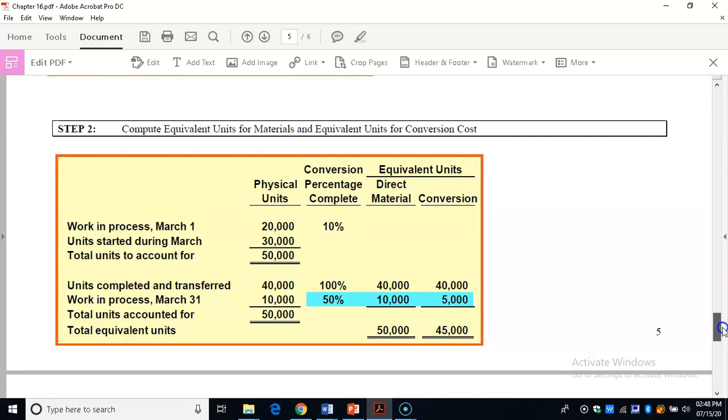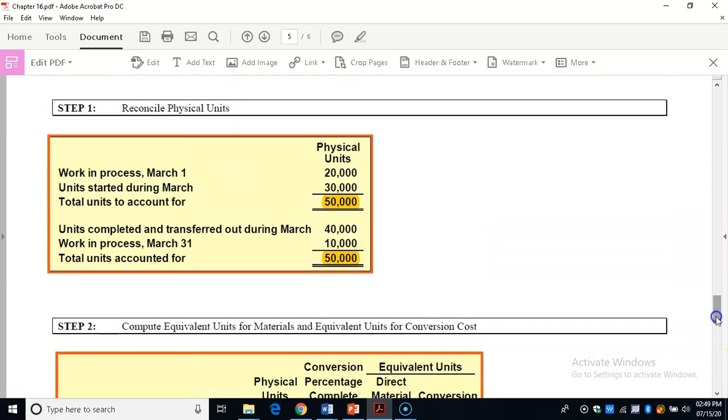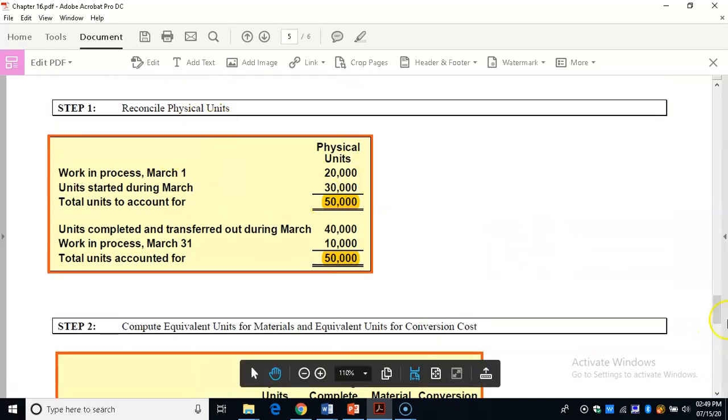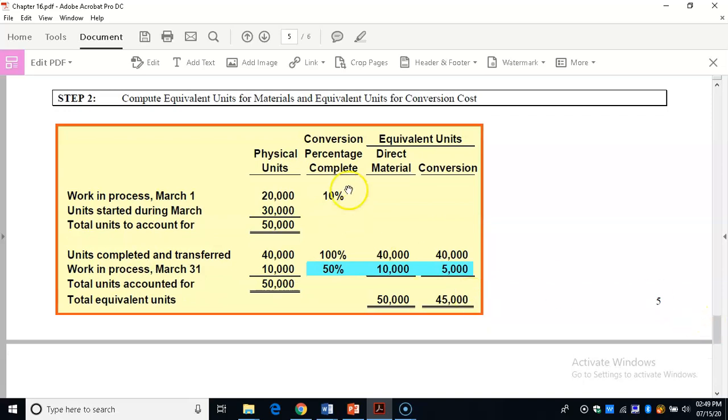Let's take a look at step 2. Step 2 is just adding 3 new columns. You can see that this information here on this side is already the same as step 1. You can see step 1 here. And then now in step 2, we're going to add 3 new columns.